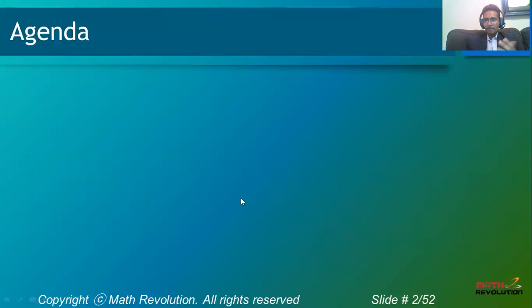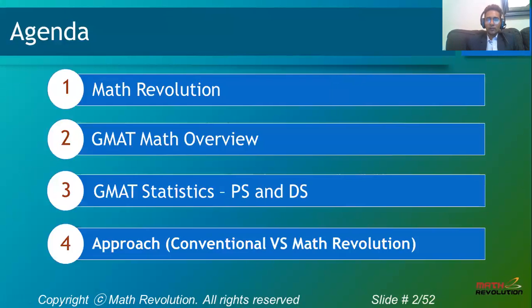It's all about the various resources and resourceful tips. So these are the 4 pointers that we'll be dealing with and talking about today. I'll be talking about Math Revolution, how we came into existence, and the GMAT math overview, which is pretty common for all. The major agenda is GMAT statistics, which is PS and DS questions.